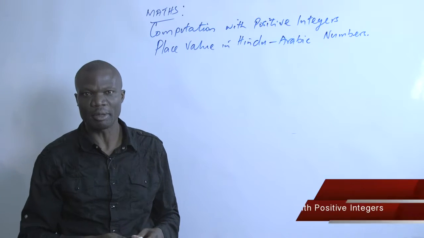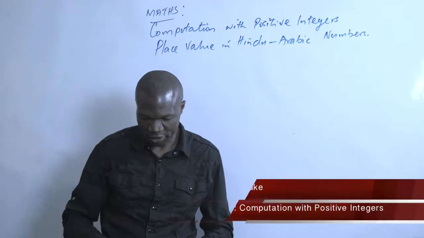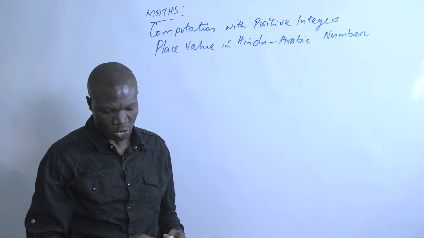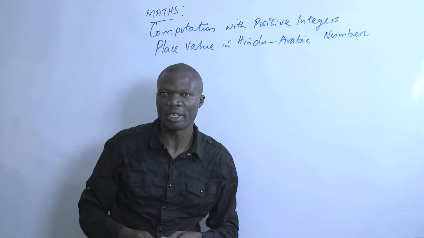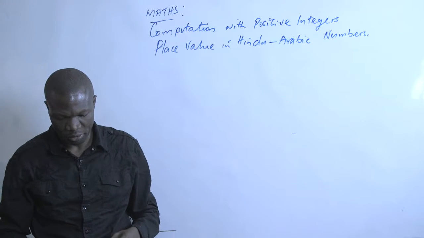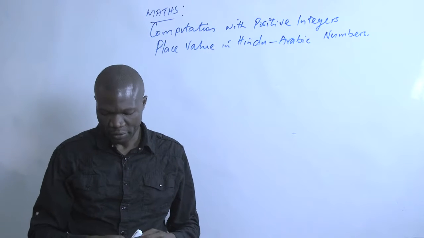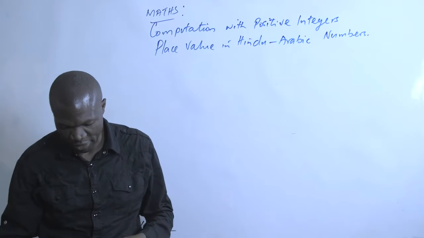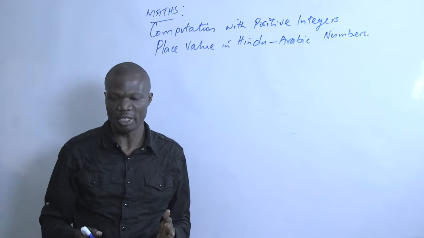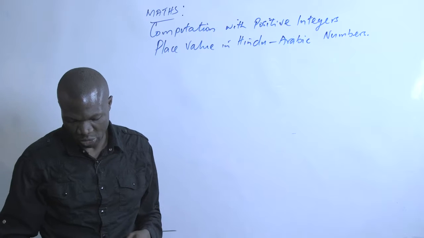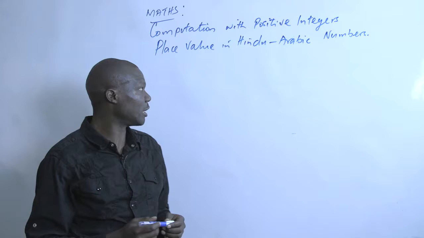In today's mathematics lesson, under computation with positive integers, we are going to look at place value in Hindu Arabic numbers. First, we need to understand that the most commonly used number system today is called the decimal system or base 10.